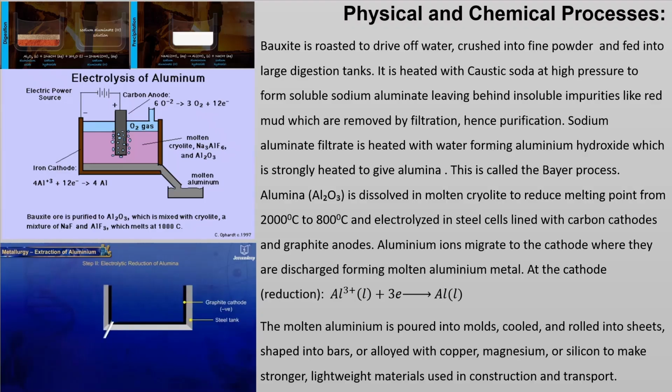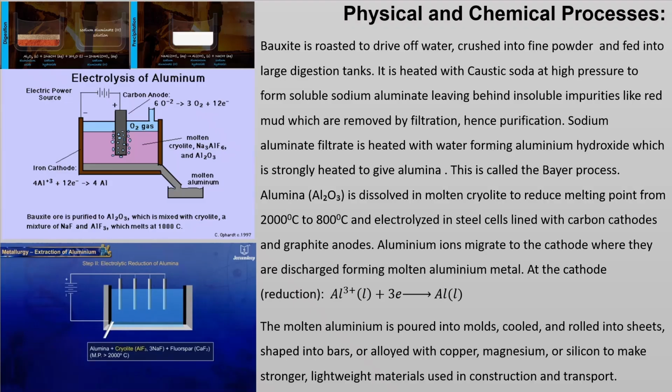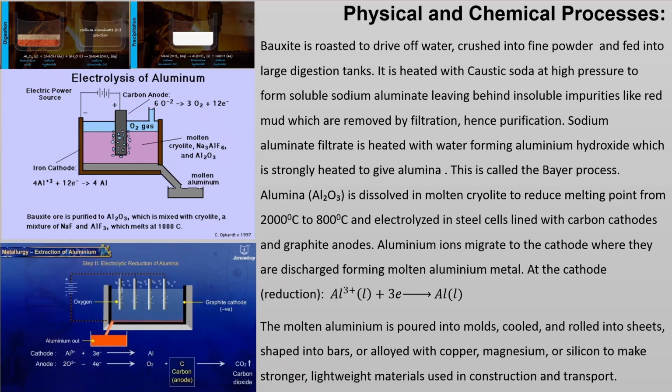Now, alumina or aluminium oxide is dissolved in molten cryolite to reduce the melting point from around 2000 to around 800 degrees Celsius and electrolyzed in steel cells lined with carbon cathodes and graphite anodes, forming aluminium, which migrates to the cathode where it is discharged by forming molten aluminium metal by the gain of electrons. That is the electrolysis process.